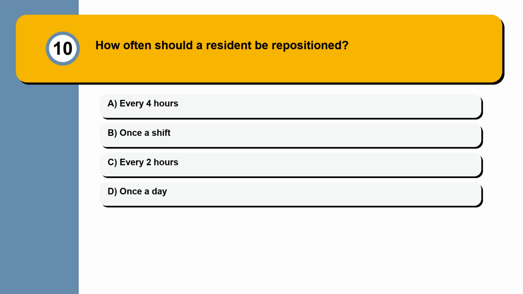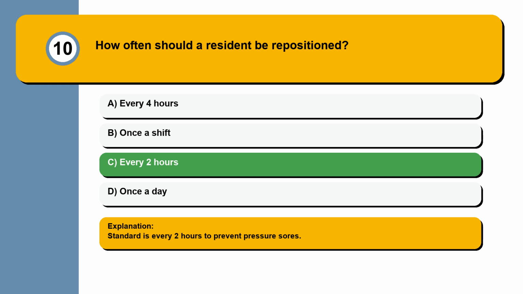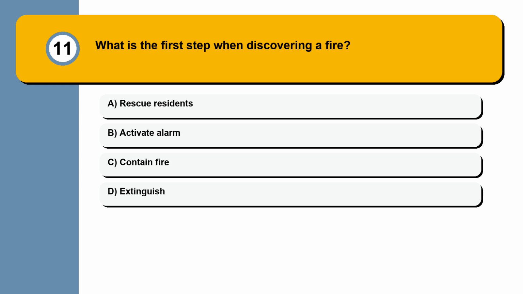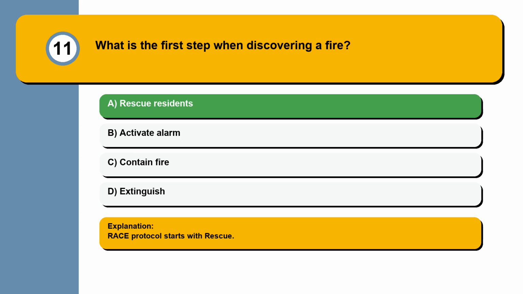Question 10. How often should a resident be repositioned? Every 4 hours. Once a shift. Every 2 hours. Once a day. Standard is every 2 hours to prevent pressure sores. Question 11. What is the first step when discovering a fire? Rescue residents. Activate alarm. Contain fire. Extinguish. Race protocol starts with rescue.